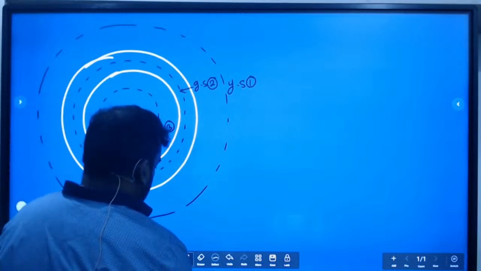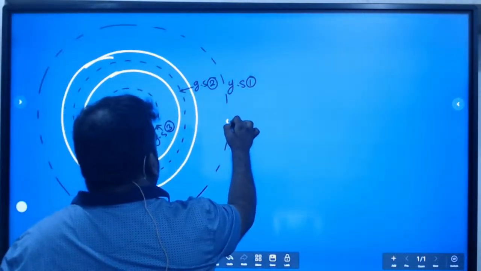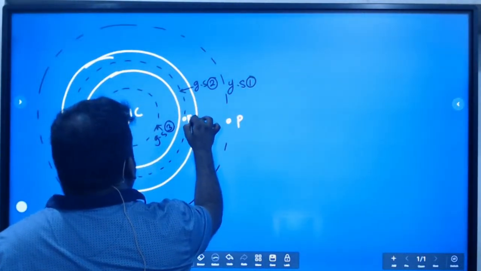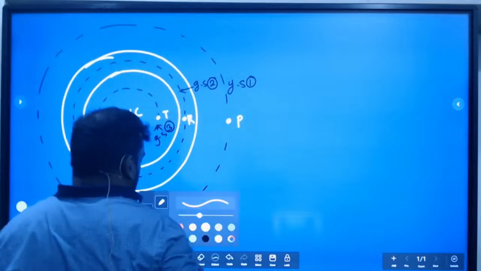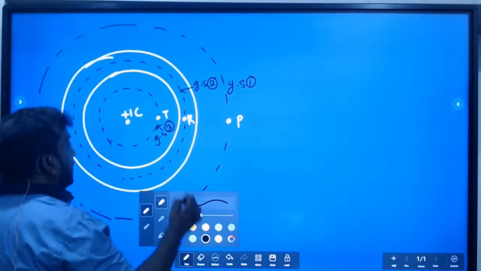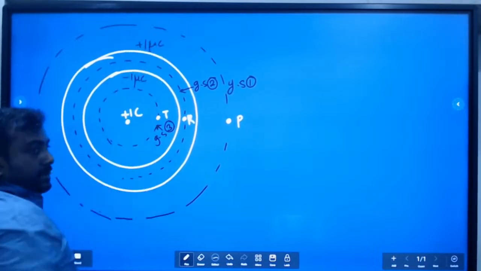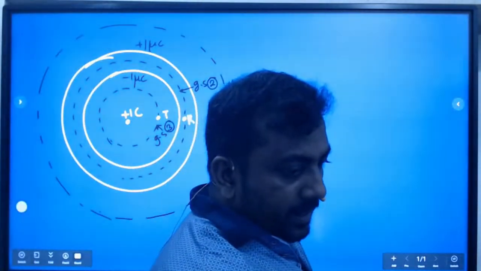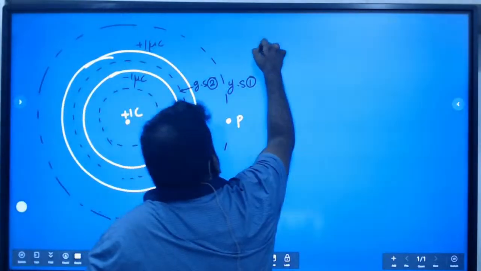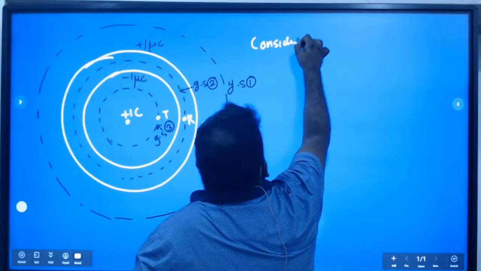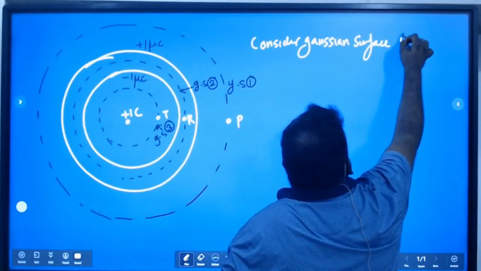Look at the board. Let me start applying the equation from Gaussian surface 1. P, R, T. So here the induced charges are minus 1 microcoulomb and plus 1 microcoulomb. I'm sure you all can see that. Minus 1, plus 1. Look at the board carefully. Consider Gaussian surface 1.